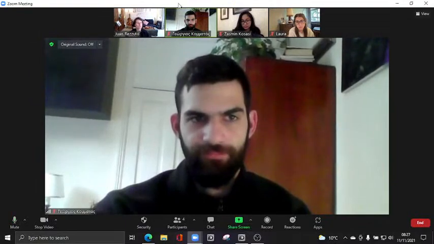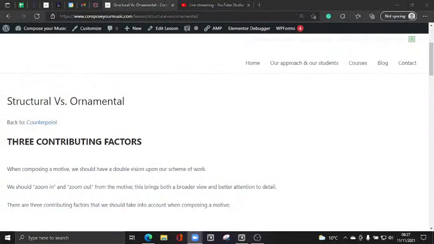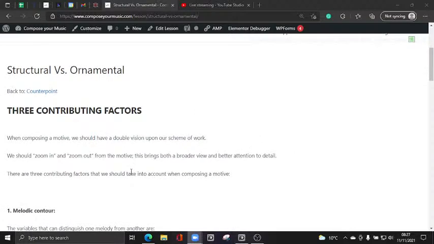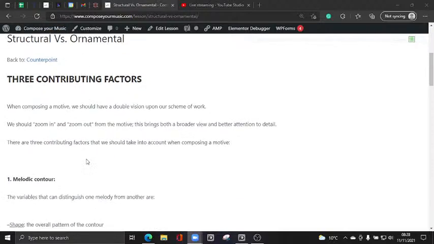Okay, fantastic. So now we are going to go to the topic that I wanted to cover today, which is structural versus ornamental. When I put versus, maybe it's not the best word to describe, because it's not versus, both are contributing in a way. Maybe I will change it. Let's see. So the three contributing factors.